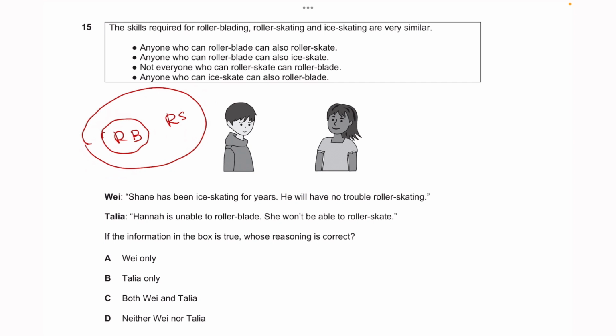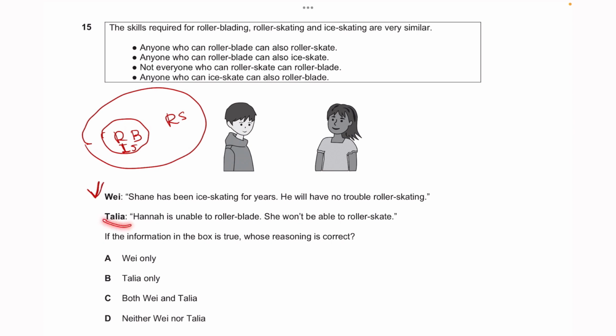And then it says anyone who can ice skate can also rollerblade. Well, basically, this means that ice skating also overlaps within here. So this is ice skating. And so this is the kind of diagram we've been given. Now Wei says this, Shane has been ice skating for years. He will have no trouble roller skating. Well, that is correct because this is within the roller skating category. And so we know that Wei's reasoning is correct.